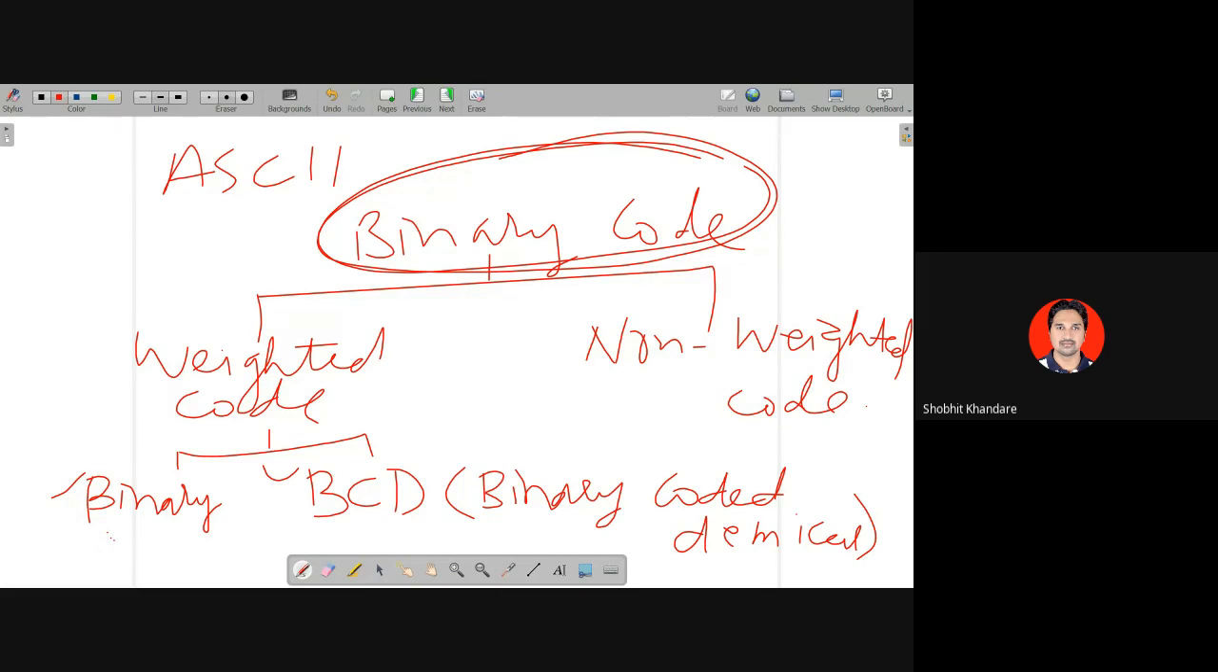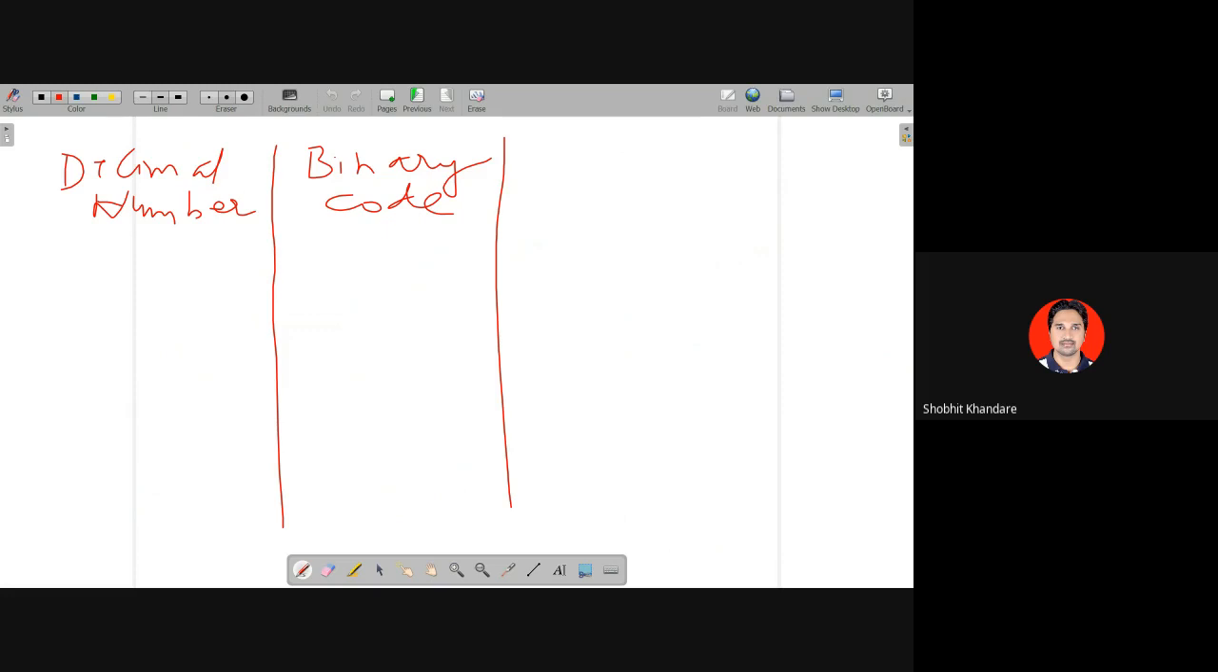So what are we going to see now? You have a decimal number, you have a binary code, and in the last column you have BCD code. So these are the three columns you have, and we will go one by one.